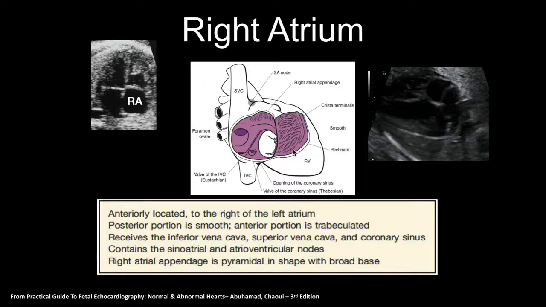It receives the SVC, IVC, and it has the foramen ovale in there and has the opening of the coronary sinus. Remember that the SA node and the AV node both are located within the right atrium. So diseases that result in right atrial enlargement, such as Epstein and others, are associated with rhythm abnormalities because of that.